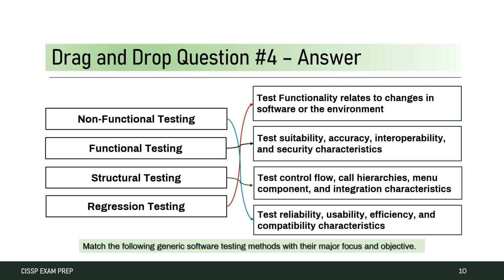Regression testing, the definition would be: test functionality related to changes. So regression is about changes. That is actually correct. It tests functionality related to changes in software or the environment. Always remember that regression is all about changes. Now, let's move on to non-functional testing.